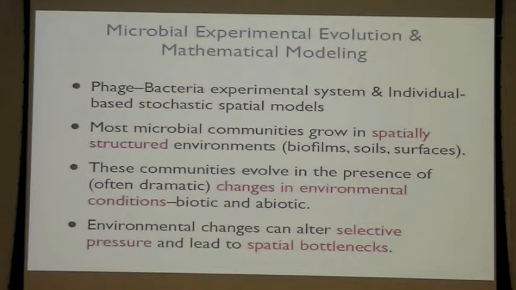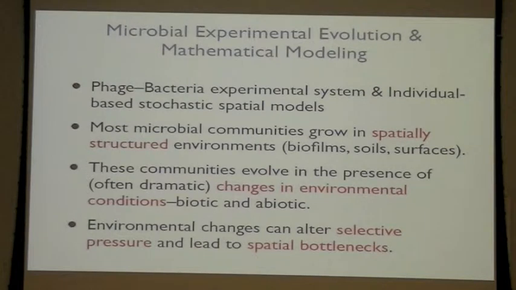In the experiments that I'm going to talk about, we'll be looking at phage-bacteria systems. And the mathematical models are individual-based, they're stochastic, and they're explicitly spatial. These models go under various names. I like to call them interacting particle systems. Some people call them cellular automata, CA models, and there are a number of other terms as well.